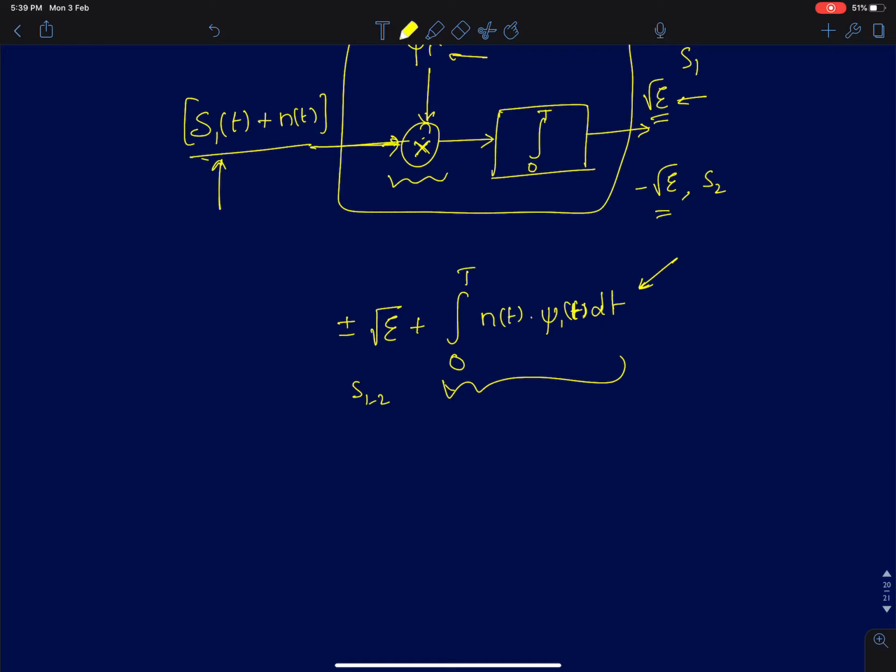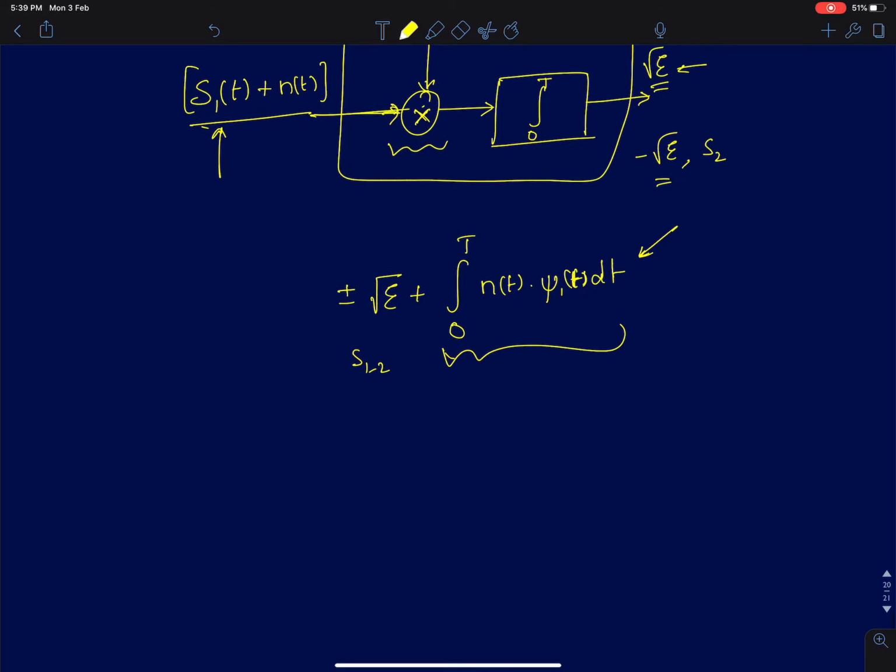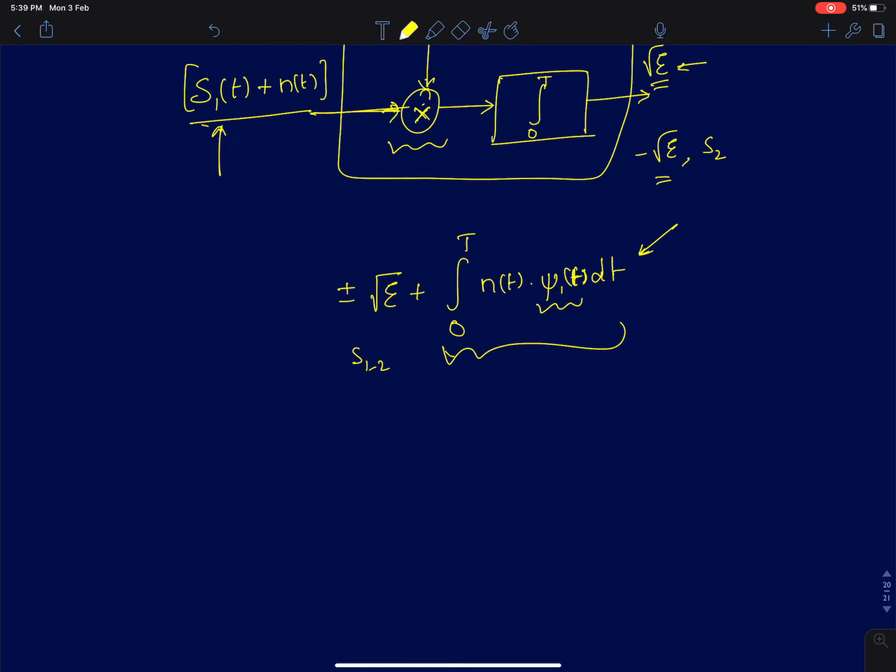Okay, I am not going to go in depth into the analysis of this. All I can say is that since the energy of psi 1 is just 1, you can treat the value you are going to get as plus or minus root E, plus I am going to receive a value called n. Now this is a random variable because noise is random. So the integral value under this, because noise is random, when I integrate it, I am going to get a random number, a random variable. This noise is a random variable.